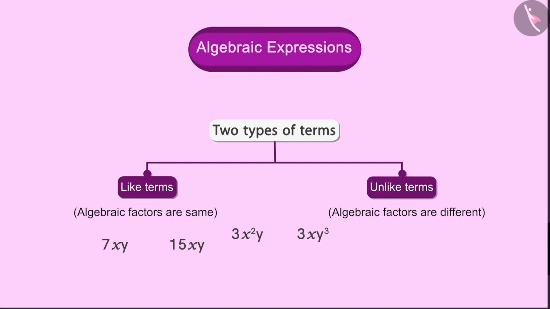But what about these terms? Are they like terms or unlike terms? In both the terms, there are the same variables x and y, but in 3x square y, x, x, y are the algebraic factors, and in 3xy cube, x, y, y, y are the algebraic factors. Hence, these two are unlike terms as they have different algebraic factors.